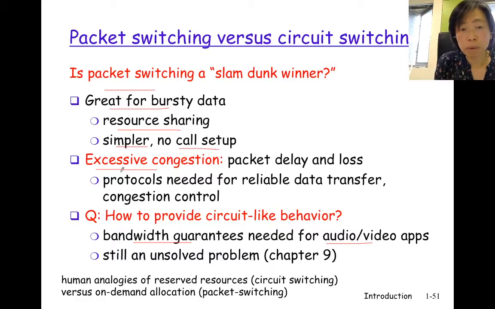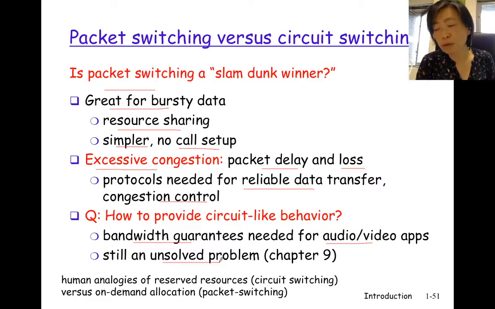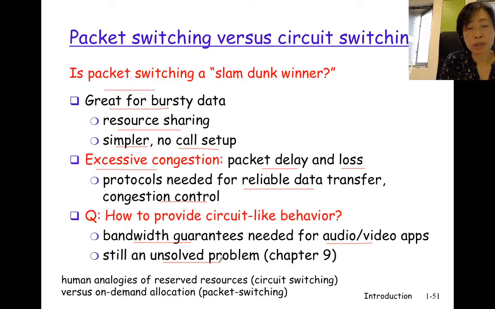Now, in order to handle excess congestion in packet networks on the internet, we need extra mechanisms to accommodate packet loss, and we have congestion control so that we can also make sure that the delay is under control. Now, to guarantee bandwidth for audio video applications, that remains a very hard problem. In chapter 9, which we won't have time to cover this semester, but if you are interested, go dig in. It's a chapter called Multimedia Networking.